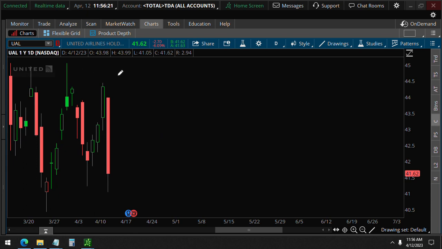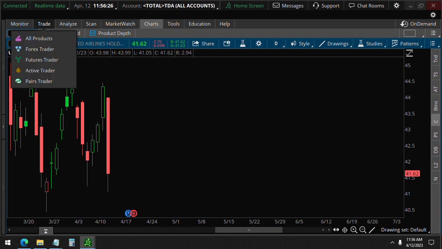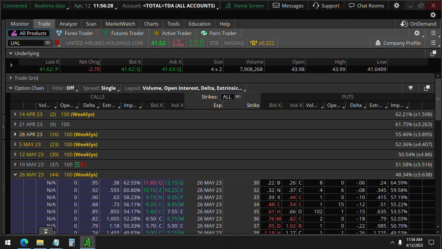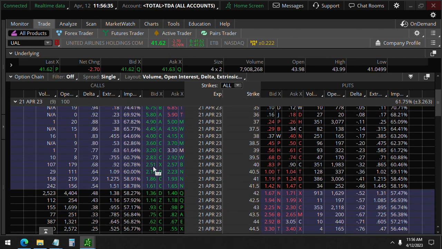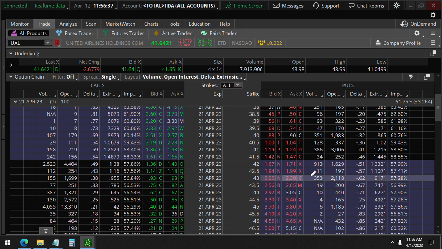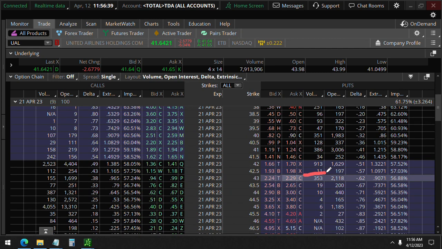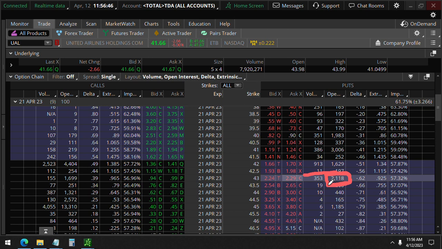But let's look at that unusual option activity we saw yesterday and see whether or not it was bullish or bearish. So it was the April 21s, and the strike price was 43. You see here the open interest is 2,000 because yesterday it was 4,000, so now we know that the 43 strike was a closing order.